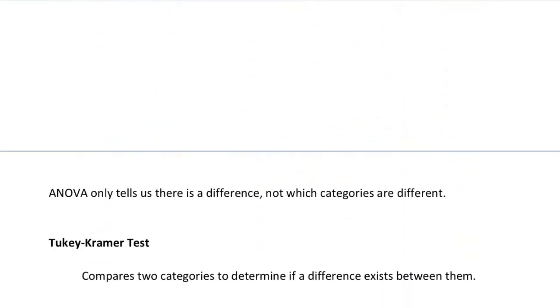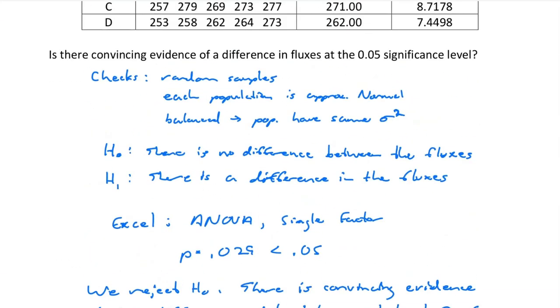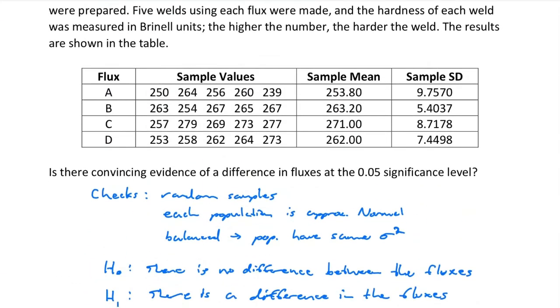In the Tukey-Kramer test, what this does is it compares two populations at a time. So in our flux problem, I can compare A with B, A with C, A with D, B with C, B with D, and C with D. To figure out where the differences are actually occurring, I have to test all of those combinations, because even when I run into a difference, it doesn't mean that it's the only difference.